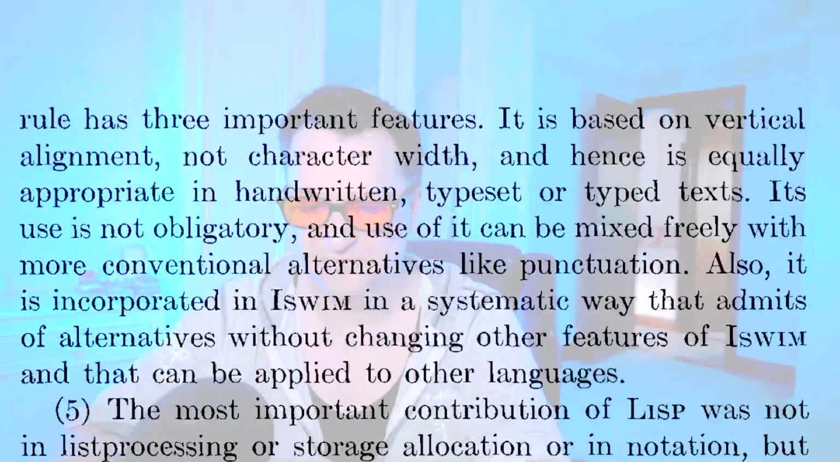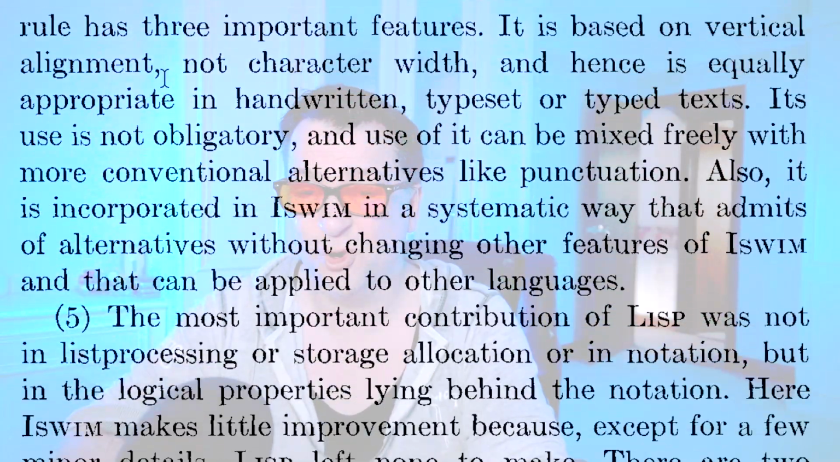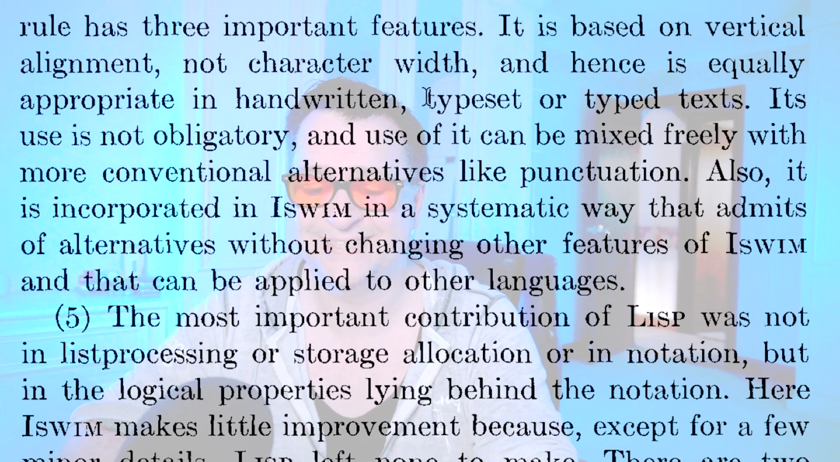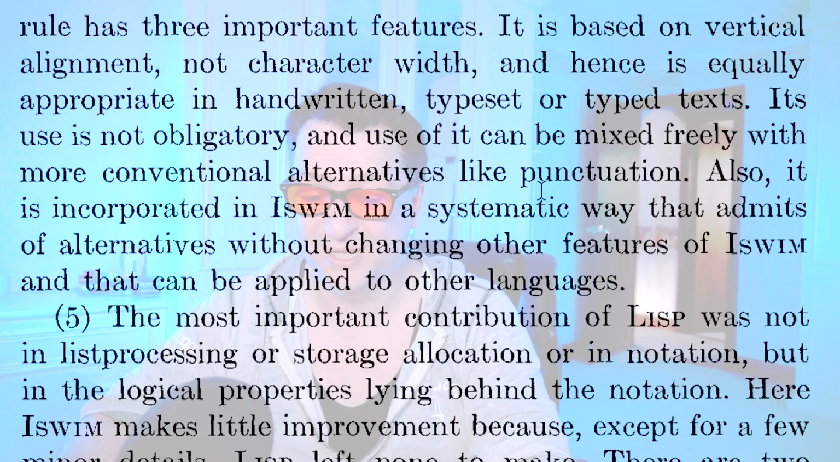Now if we bring this up a little bit further: the rule has three important features. It is based on vertical alignment, not character width, and hence is equally appropriate in handwritten, typeset or typed text. So he's saying this isn't about computer screens or whatever. This is vertical alignment. Again, think of that Python program, straight down. You can look at the indentation in the code structure straight from there and understand the syntax. Its use is not obligatory and it can be mixed freely with more conventional alternatives like punctuation. Also, it's incorporated in ISWIM in a systematic way that admits of alternatives without changing other features, so it can be applied to other languages.